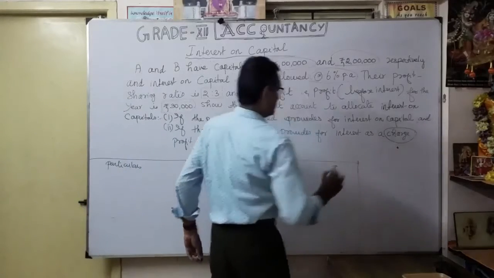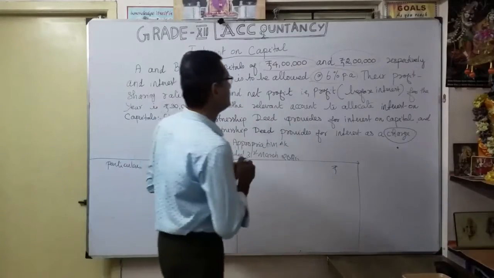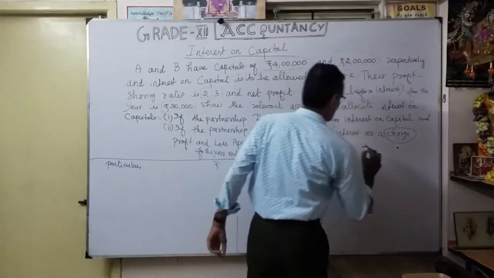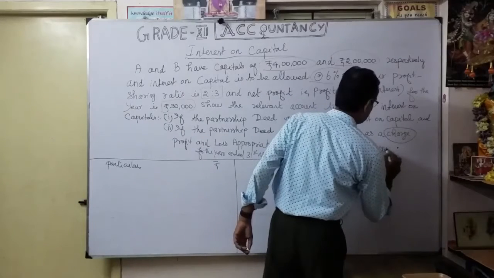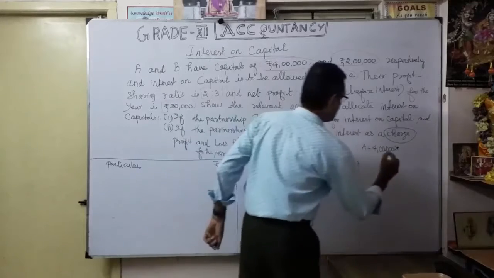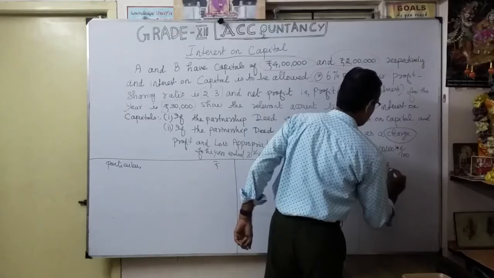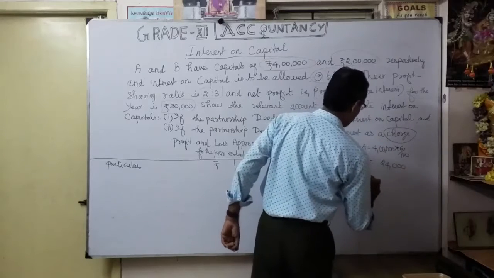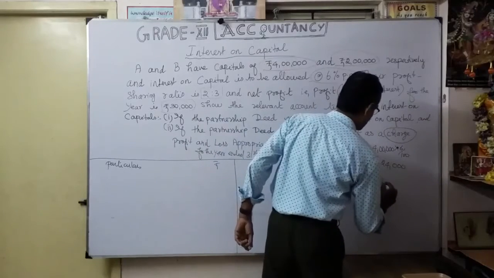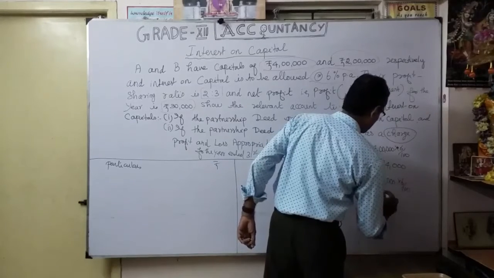Particulars. So first we are going to calculate interest on capital. What is A's interest on capital? A's capital is 4 lakhs, at 6% interest. So 4 lakhs into 6 by 100, A is supposed to get 24,000. Then B, interest on capital? B's capital is 2 lakhs. 2 lakhs into 6 by 100, so B will get 12,000.